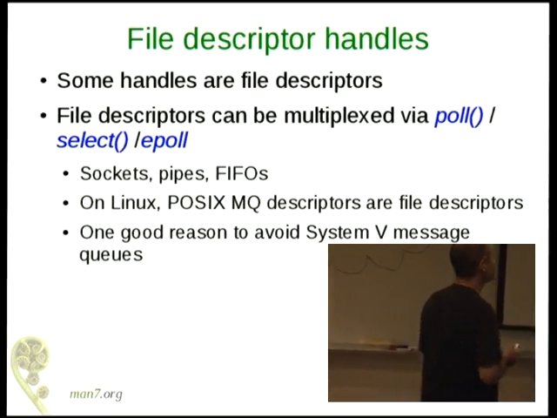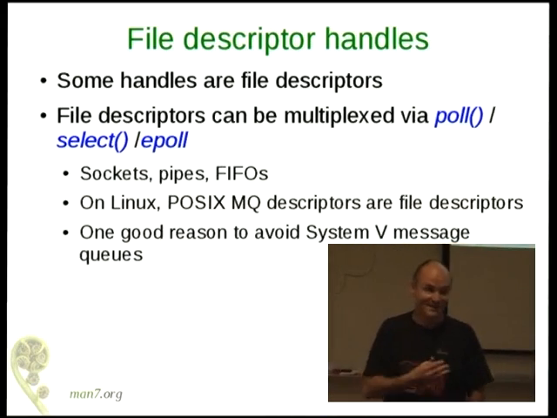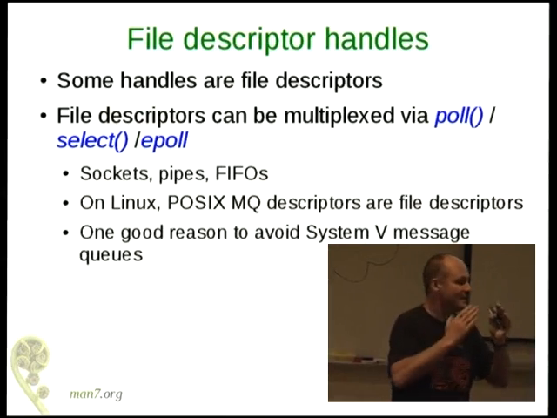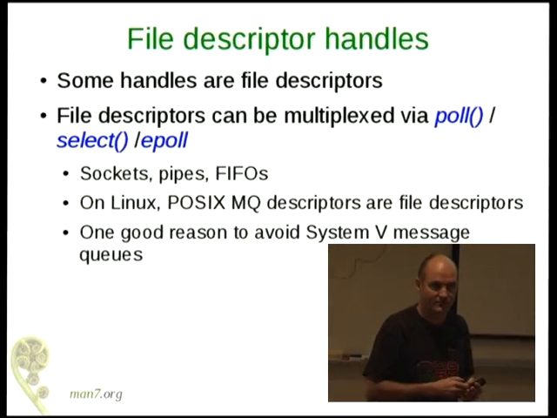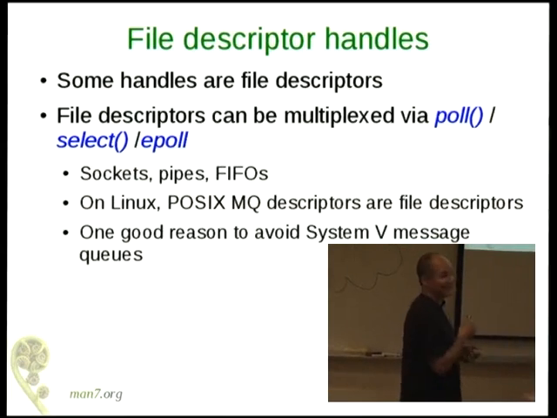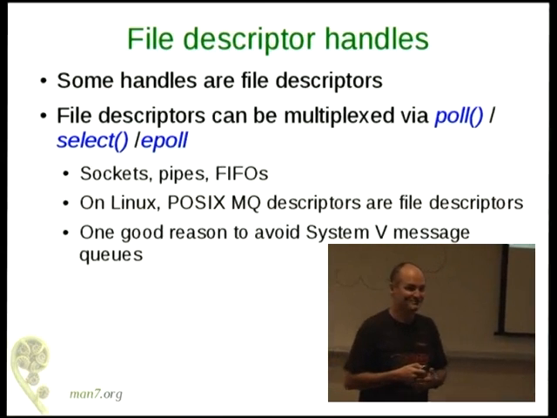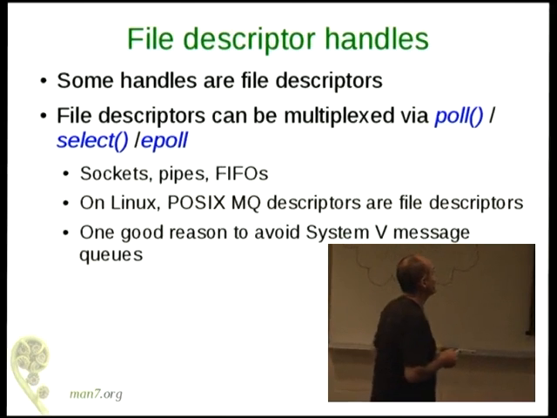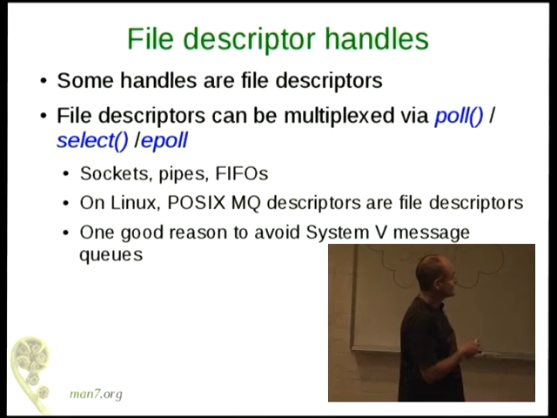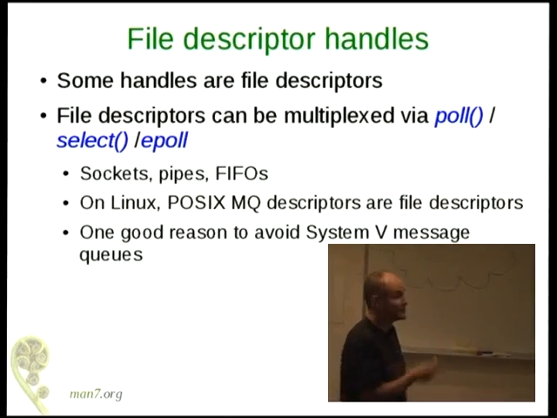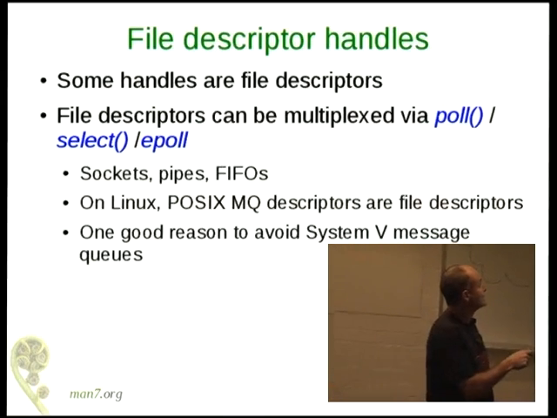I'm sorry, I don't have time to go into that. I just want to let you know that this does exist. It's a mechanism for monitoring multiple file descriptors, saying, is it possible to do I/O now on any of these file descriptors? I think there are now examples in all of those manual pages, so you should be able to piece it together. It's just worth knowing they exist. So you can use these mechanisms with all of those IPC mechanisms, and this is one more good reason why people avoid System V message queues, because they don't use file descriptors and you can't use these techniques.